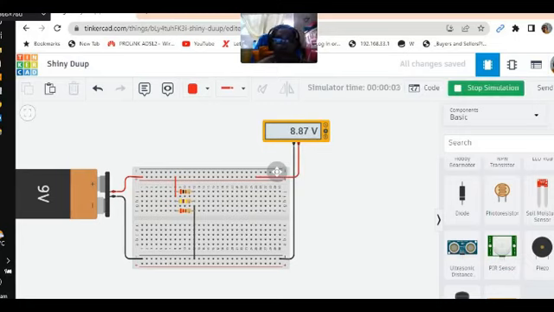So if we start simulating the circuit, we will have a reading of 8.87 volts from the circuit. It is because the supplied 9 volts is supplying the circuit, and that would not be the exact amount, but nearest to 9 volts.